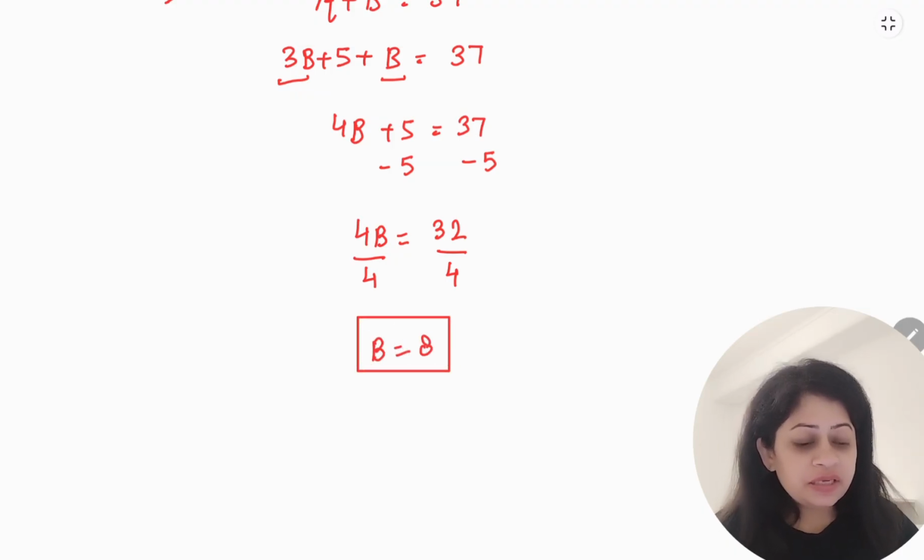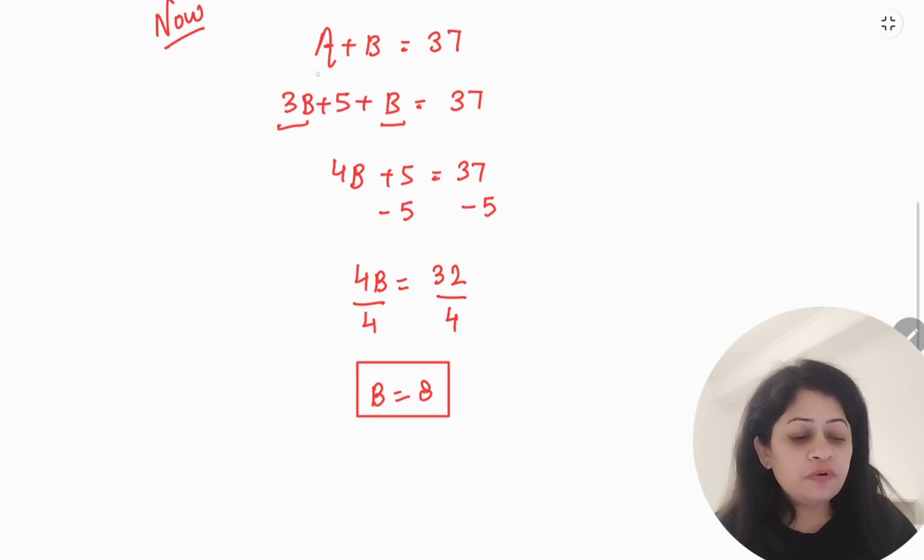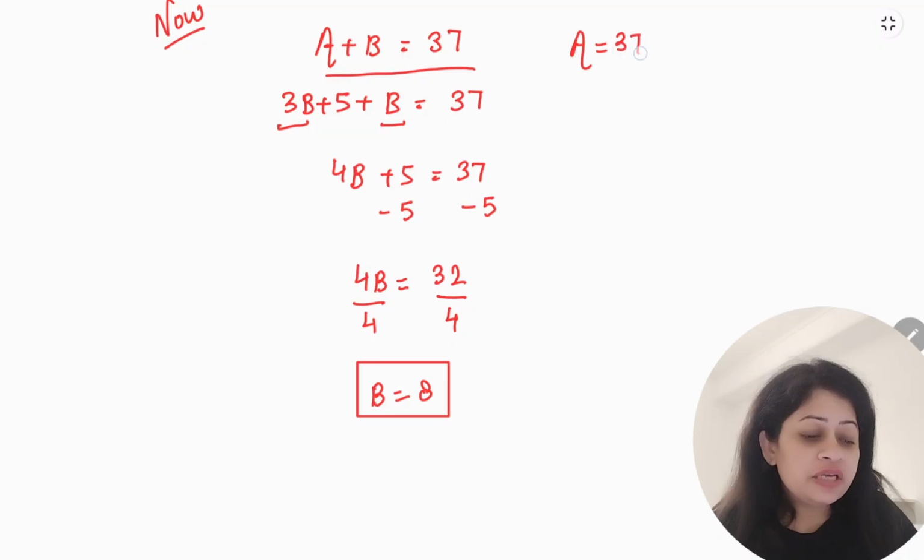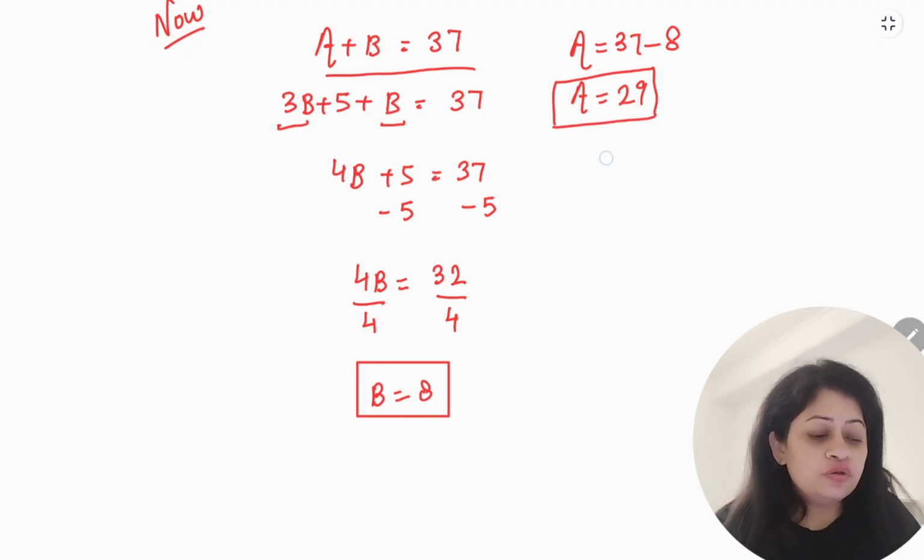Now since b is 8 and we know a plus b is what? 37. So a will be equal to 37 minus 8, right? So a is what? a is 29, right? So we found out the value of a and b both, right?